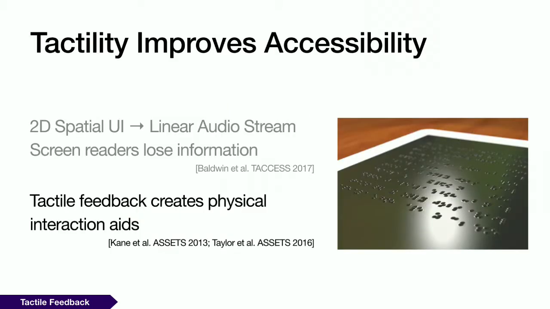Previous research used tactile feedback to improve this, adding physical cues as some compensation. People with visual impairments report positively on the accessibility improvement. Think about this: when you close your eyes, it will be easier for you to use a keyboard rather than a flat touch screen.